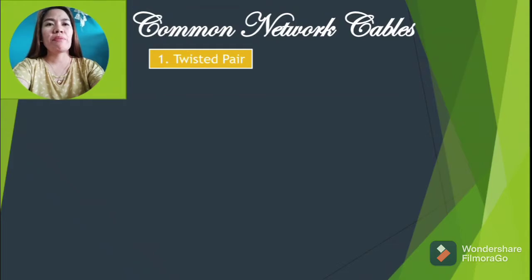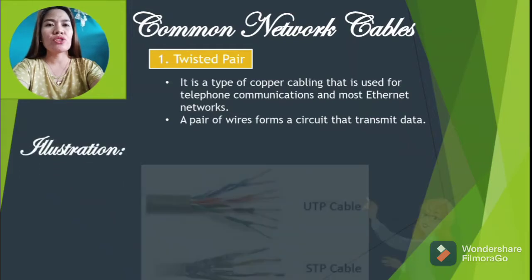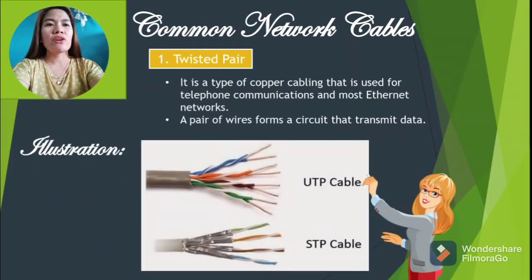What is twisted pair? It is a type of copper cabling that is used for telephone communications and most Ethernet networks. A pair of wires forms a circuit that transmits data. See the illustration. We have here the UTP cable and the STP cable.